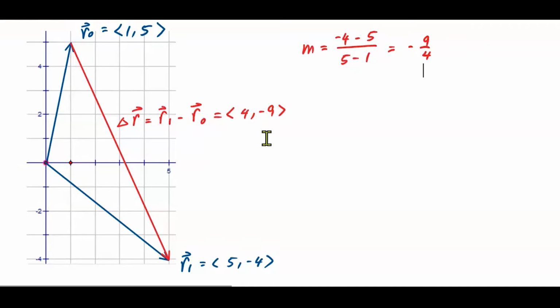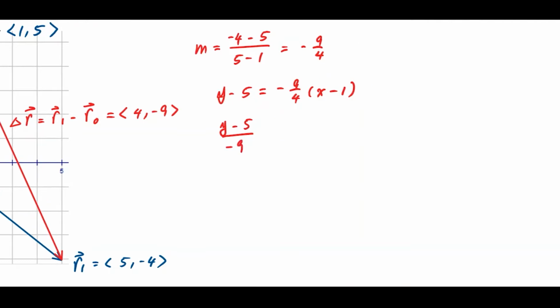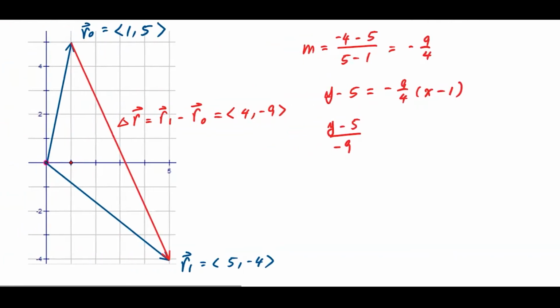Okay, and then let's say we use the starting point. So what we have is y minus 5 is equal to -9/4 times x minus 1. You with me? So that's the equation of the line going through this red vector, at t equal to 0, t equal to 1, and so on. Let me change that around a little bit: y minus 5 over -9 is equal to x minus 1 over 4. Still the same thing?